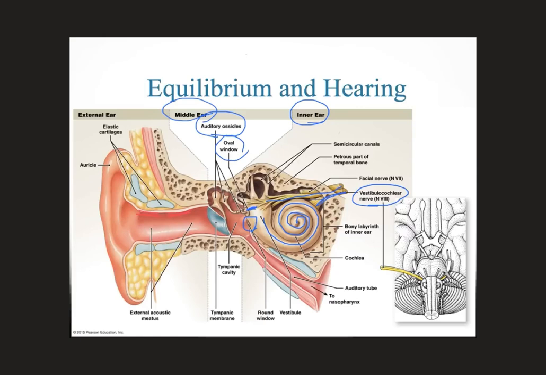And before we move on, I want you to notice how your cranial nerve number 7, which is your facial nerve, is going to be very close to your vestibulocochlear nerve right over here. Okay, so basically these are the main structures. There is another structure right over here which you need to know, which is your auditory tube, and this is going to connect to your nasopharynx.